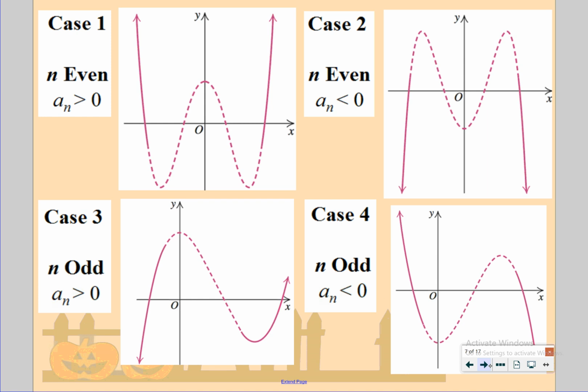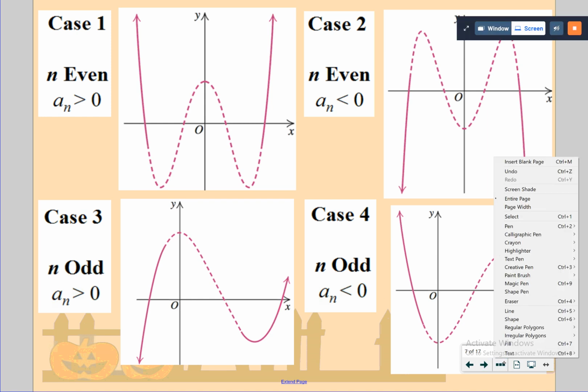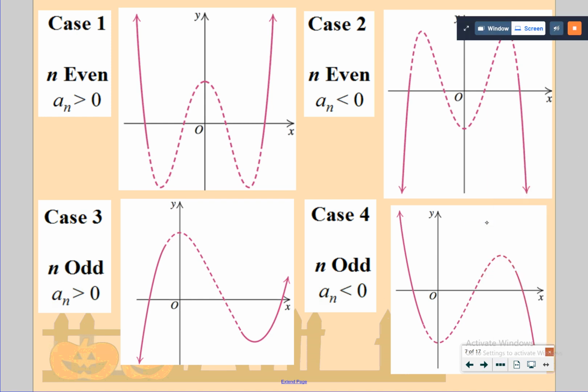So you can put a big squiggle in the middle. It doesn't matter. The ends are the 4 things that can happen. Either both ends go up, both ends go down, left goes down and right goes up, or left goes up and right goes down. Those are going to occur based on your leading term. That's why it's called the leading term test.